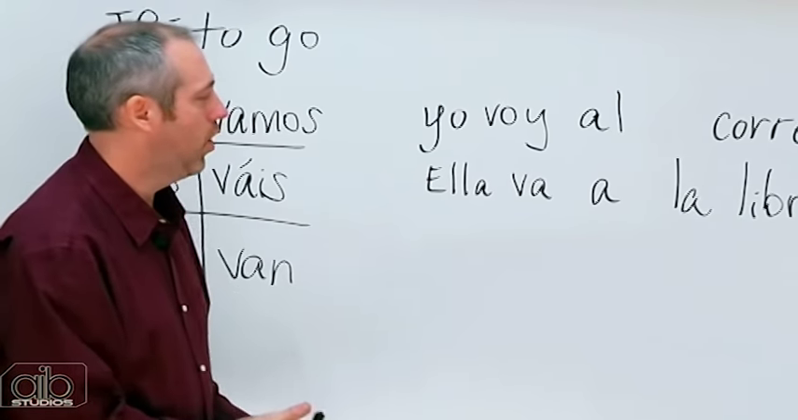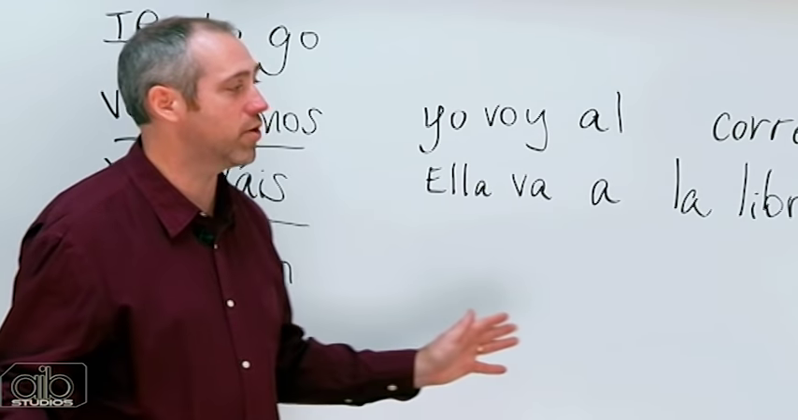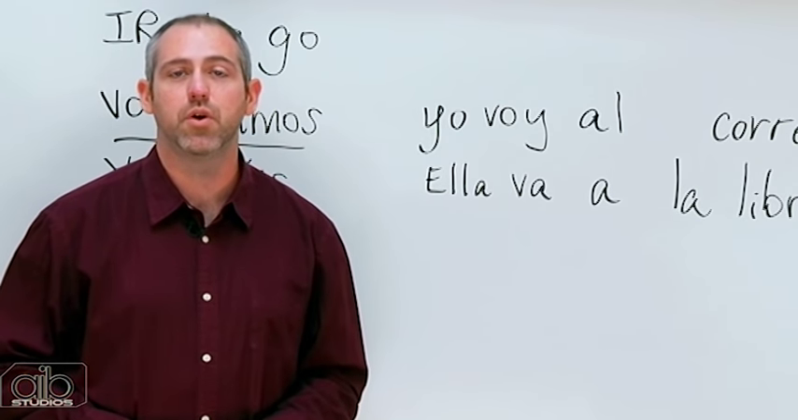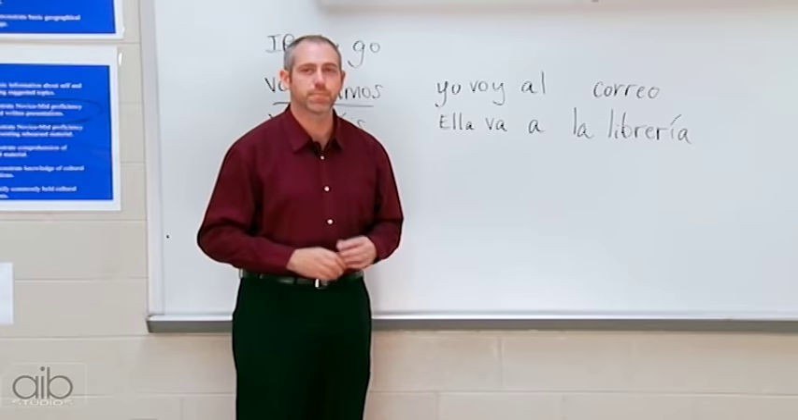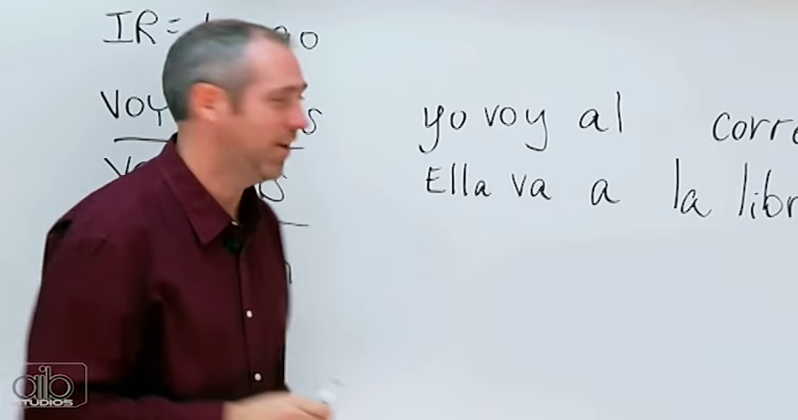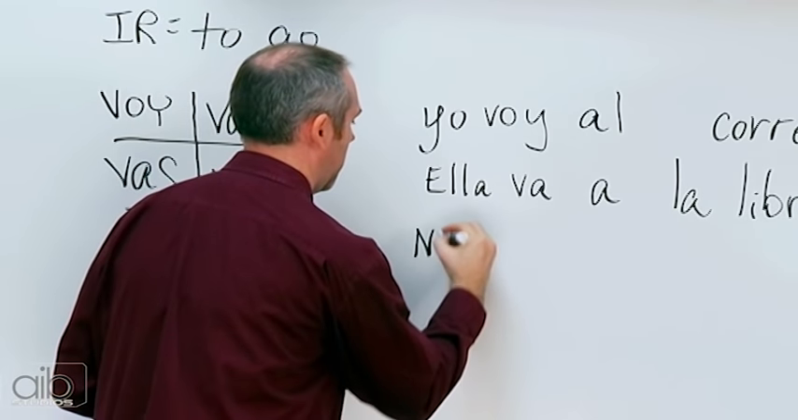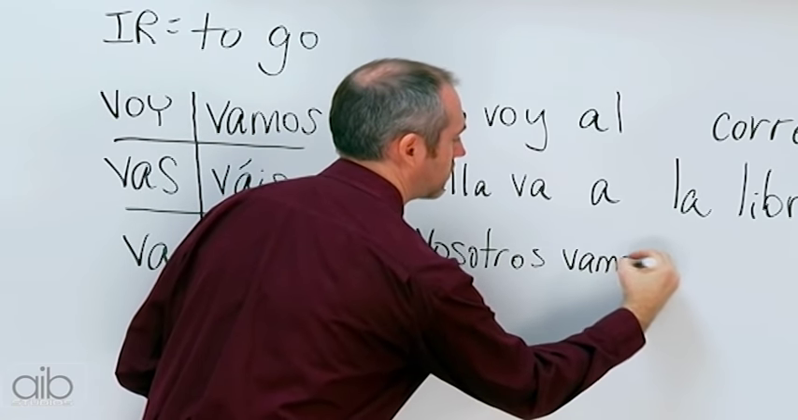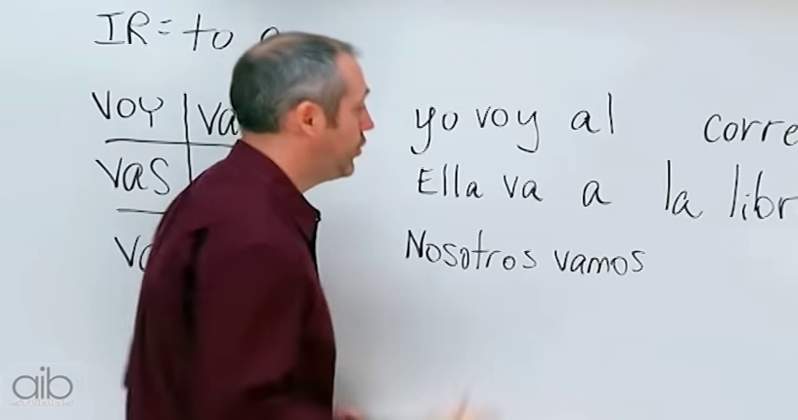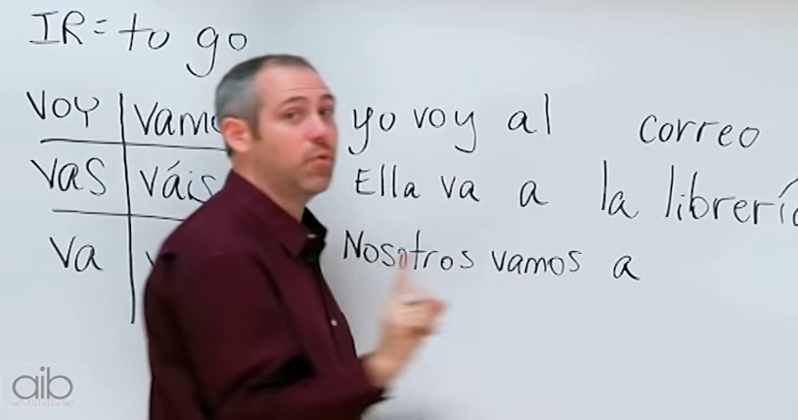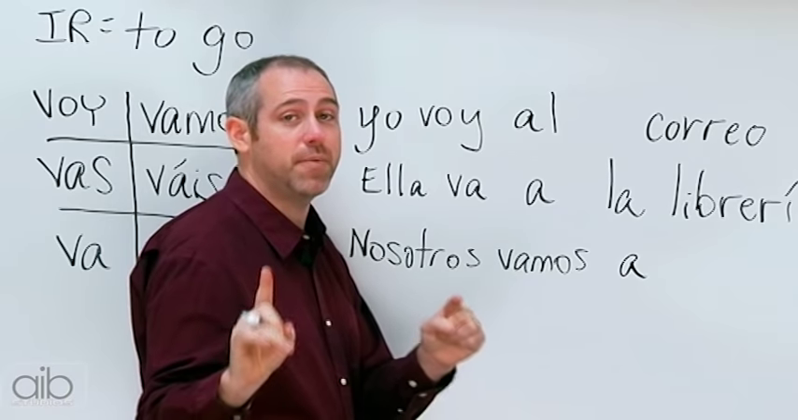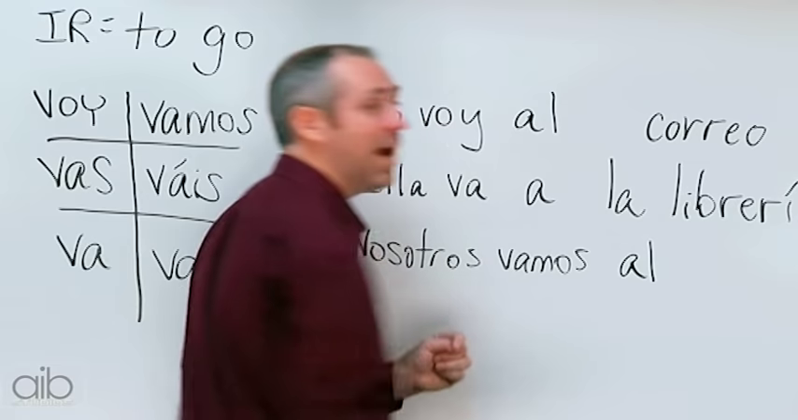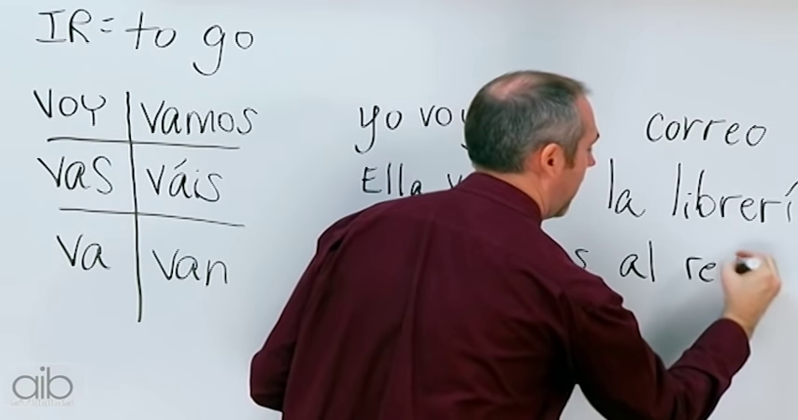How would you say, it's the weekend, how would you say, we are going to the restaurant? We are going to the restaurant. Think about it. Okay. Nosotros vamos. We are going to the restaurant. Remember, the restaurant is masculine, so we're going to say the. It's el, and it combines to become al restaurante.